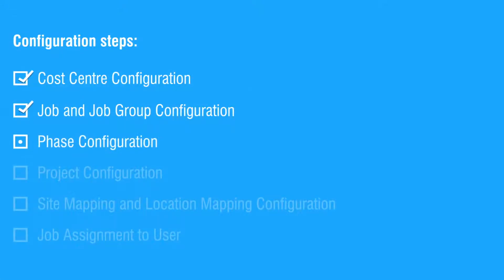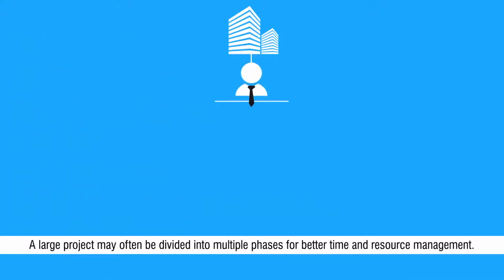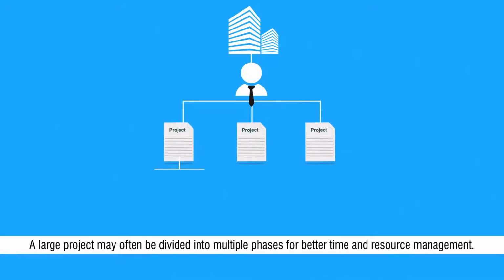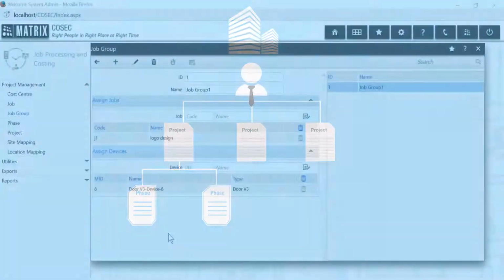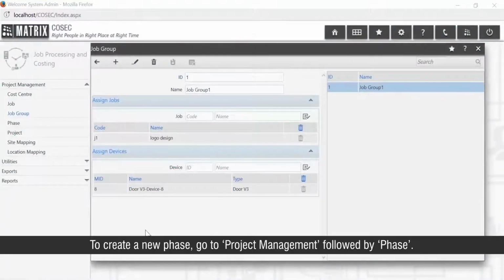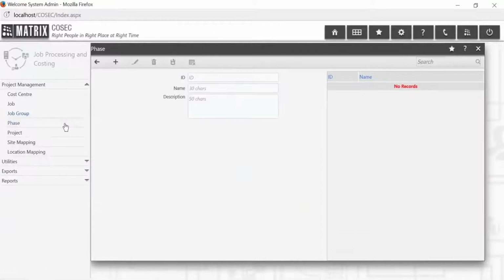Let us move on to the third step for phase configuration. A large project may often be divided into multiple phases for better time and resource management. Hence, a stage or section of a project may be defined as a phase. To create a new phase, go to Project Management followed by Phase.